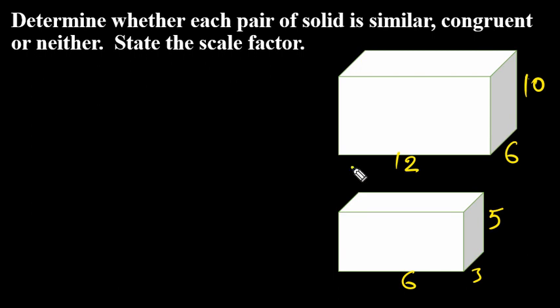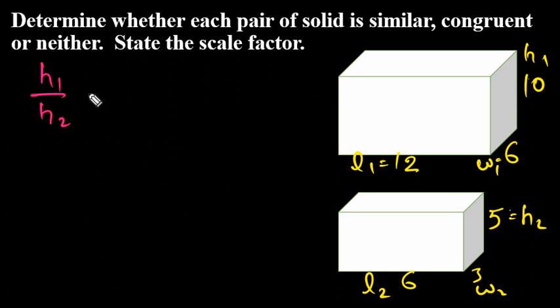I gave you some simple numbers so you can easily understand. Now in this one, let's say this is L1, length, width, and this is height. This is H2, W2, and L2. Now you need to find the ratios of all the edges. First, the ratio of height, H1 over H2, will give you 10 over 5, which gives you 2.